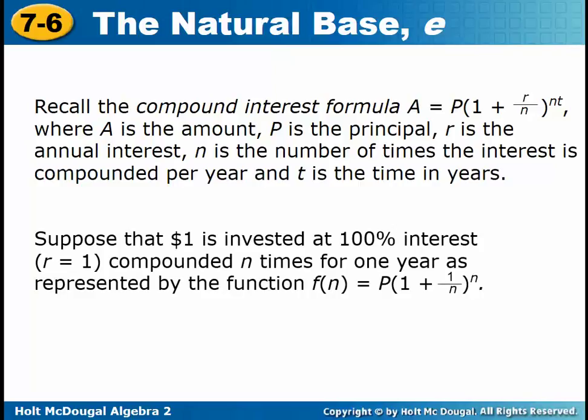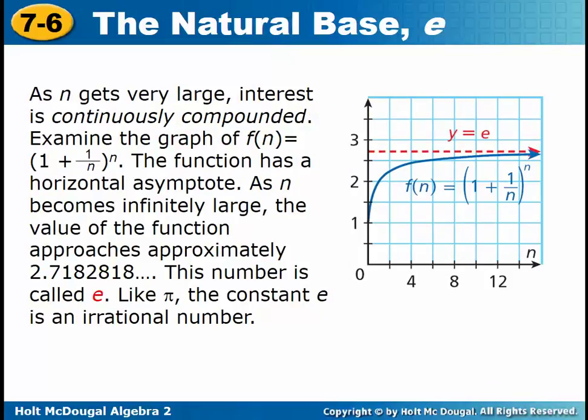So if we had $1 invested at 100% interest, which would be r equals 1, compounded n times for 1 year, it is represented by the function f of n equals P times 1 plus 1 over n to the n, because 1 year is t. So this is what it would kind of look like here. As n gets very large, interest is continuously compounded.